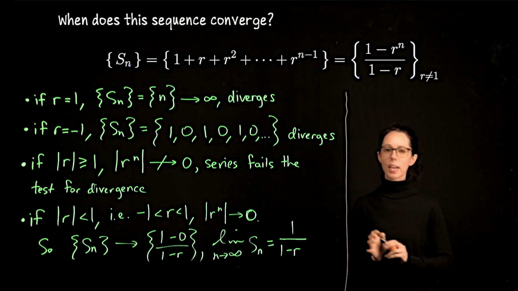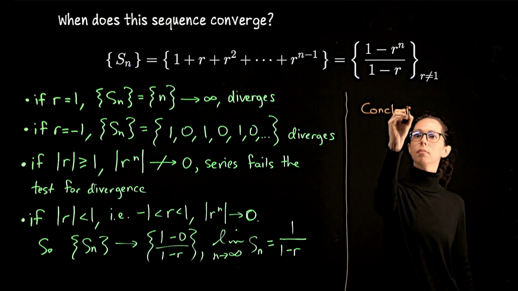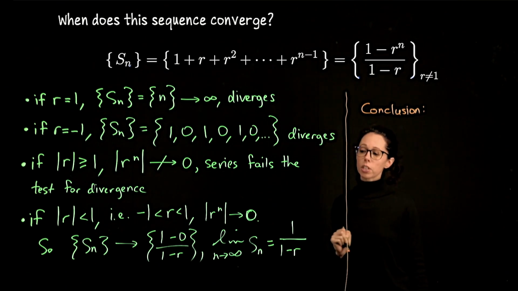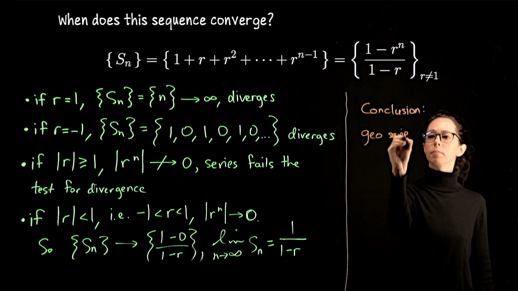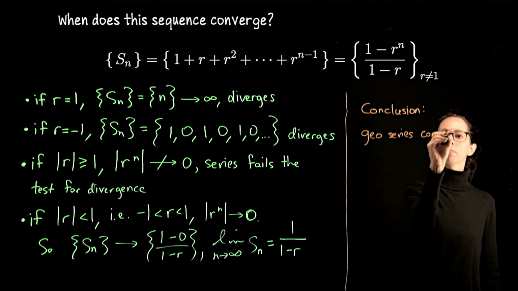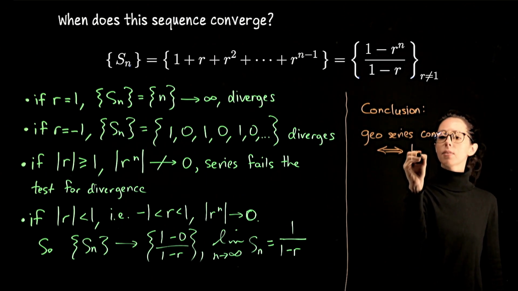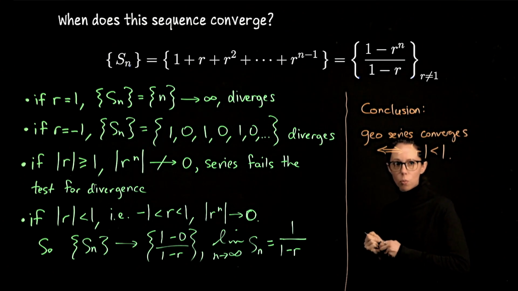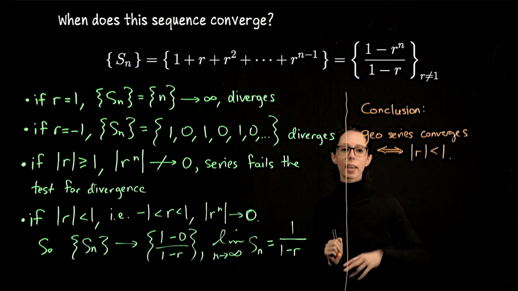Okay, so let's write down a conclusion. A geometric series converges if and only if the size of r is less than 1. That means if it converges, the size of r had to be less than 1, and if the size of r is less than 1, then the series converges. So these go hand in hand.